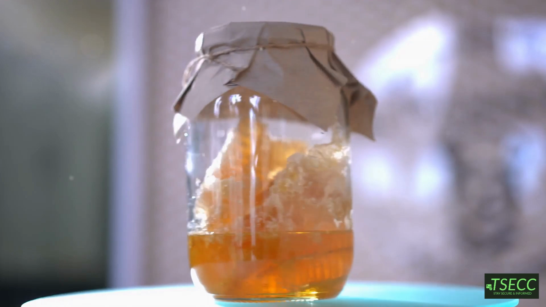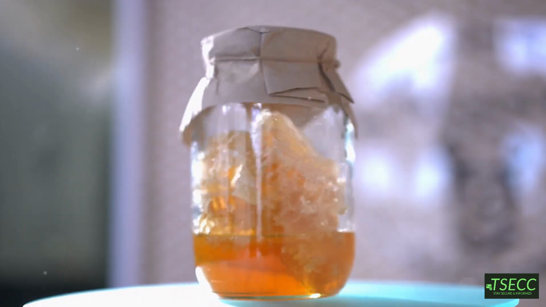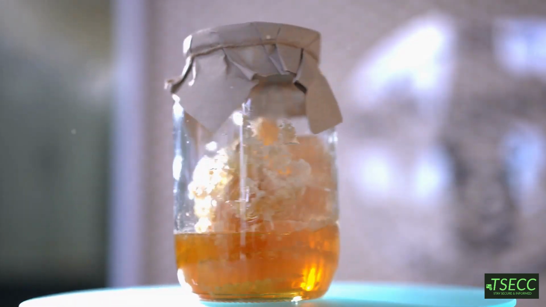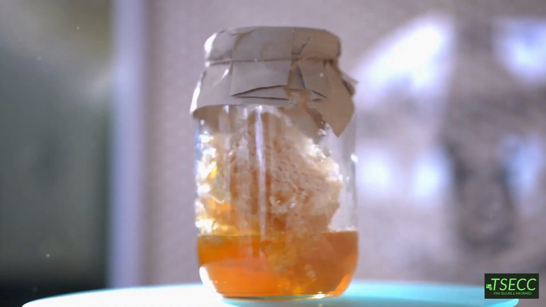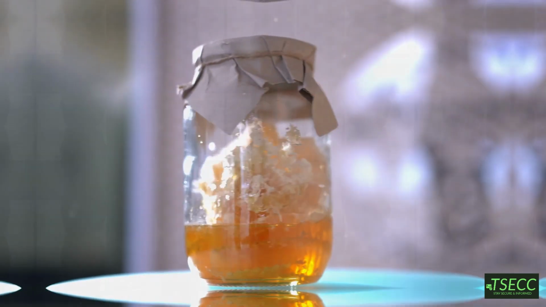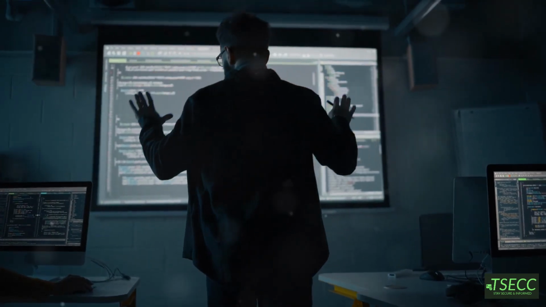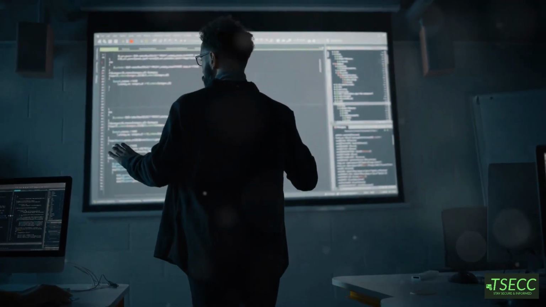Picture this. A honeypot is like leaving out a jar of honey to attract bees. But in cybersecurity, it's a fake system set up to lure in hackers and attackers. Here's the deal. Honeypots are a fascinating aspect of cybersecurity.